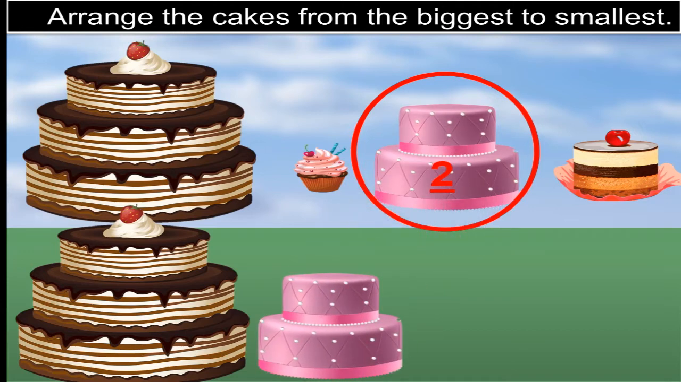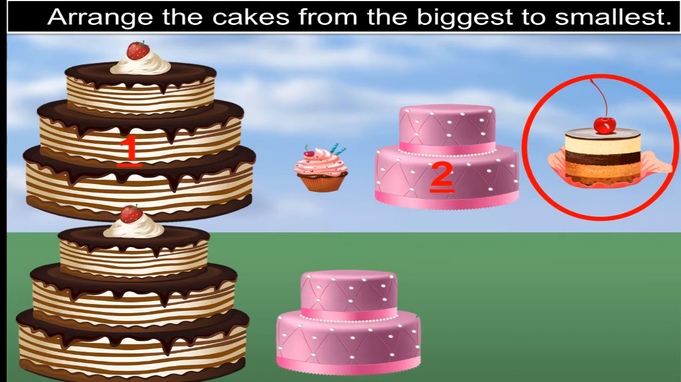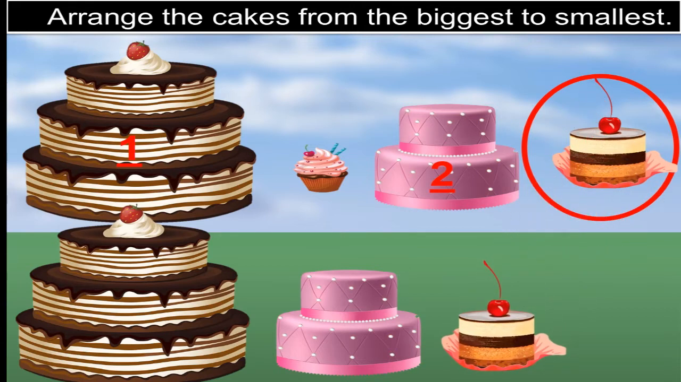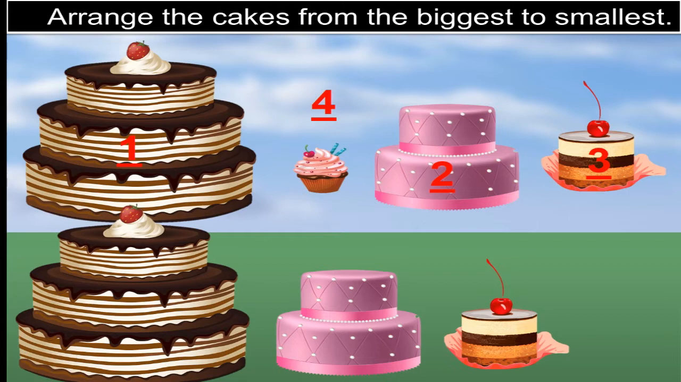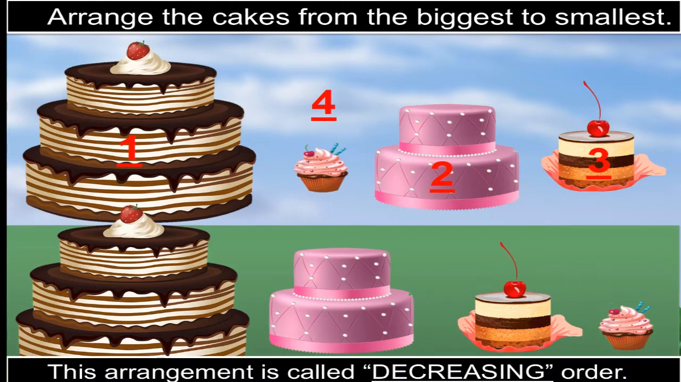How about the third cake? Alright, this is the third cake. How about the fourth, the smallest cake? Correct. So we have now arranged the cakes from the biggest to the smallest. So this arrangement is what we call decreasing order.